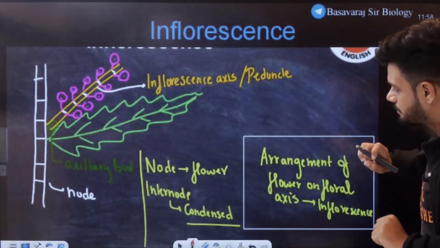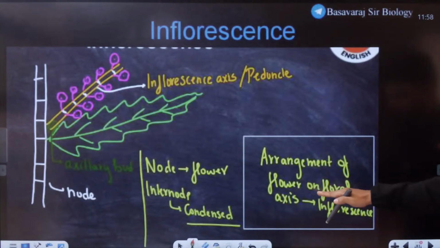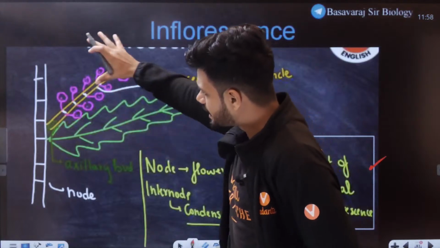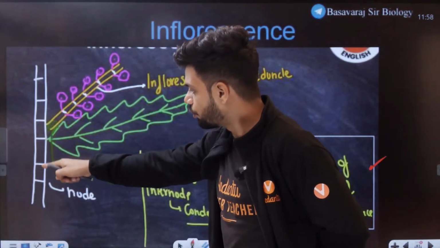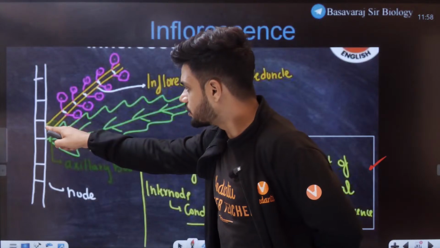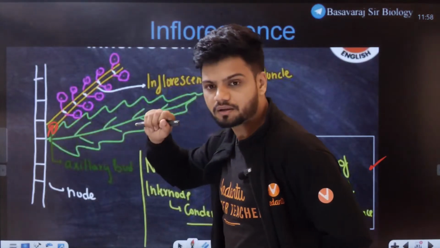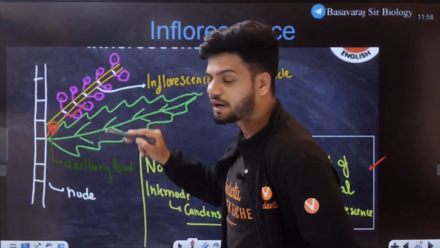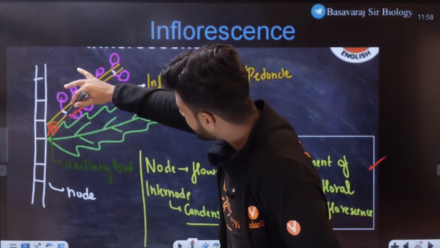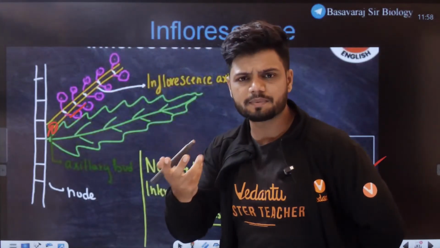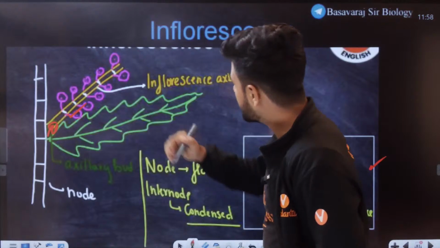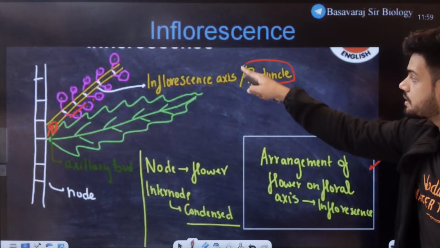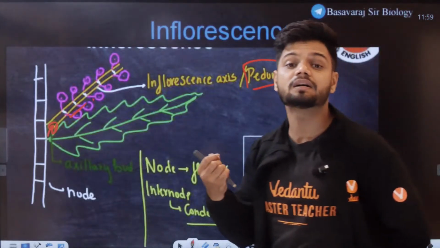Inflorescence. What is it? Arrangement of flowers on the floral axis. Correct. Now, students, if you see, this is the entire stem, nodal regions, internode. There is an axillary bud here, which is growing into a complete branch. On this branch, we can see the arrangement of flowers. Now, this entire branch is called the inflorescence axis or peduncle.